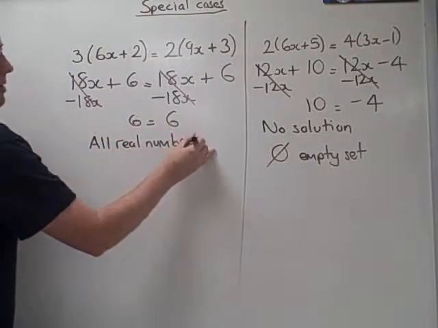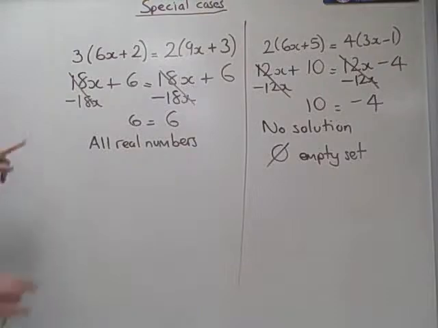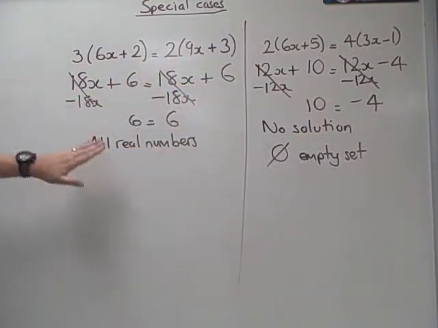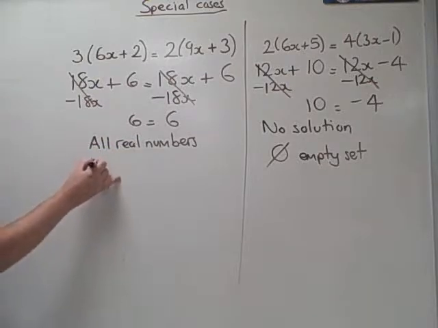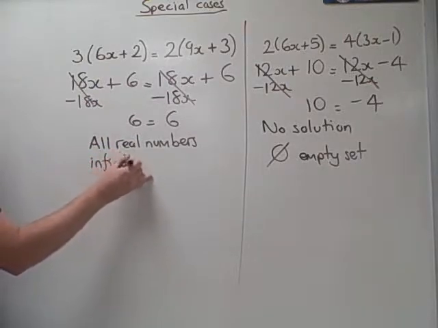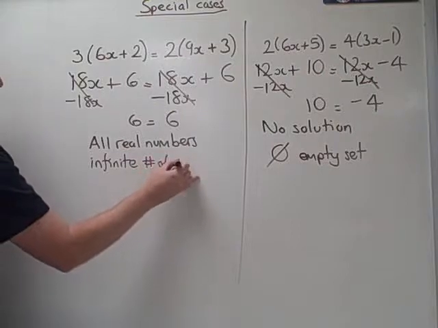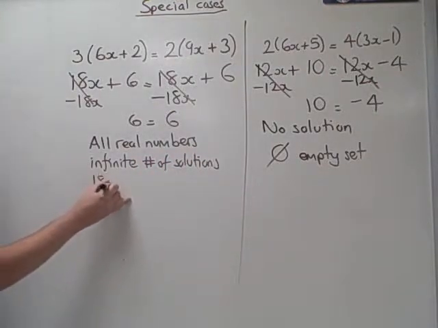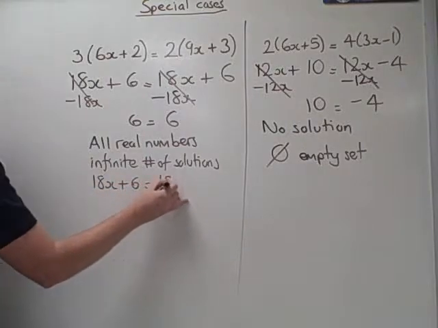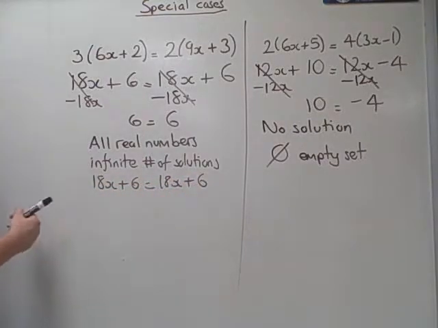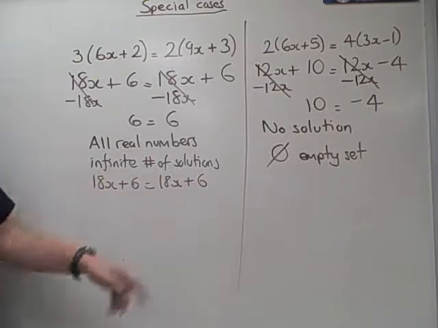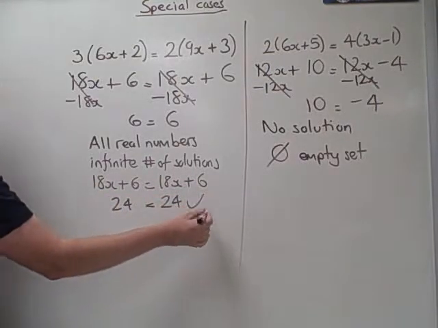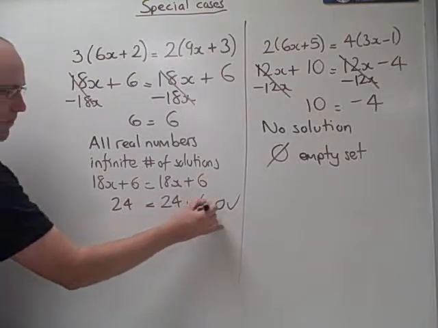Now that means that any number will actually work for this. Now the phrase for this is actually an identity. We have the same thing on both sides of the equation. So we can say all real numbers. We can also say there's an infinite number of solutions. And the reason that works is, if we say 18x plus 6 equals 18x plus 6, sorry, if I was to plug 0 into here, then I'm going to get 24 equals 24, which is obviously true. So 0 would be a good answer for this.